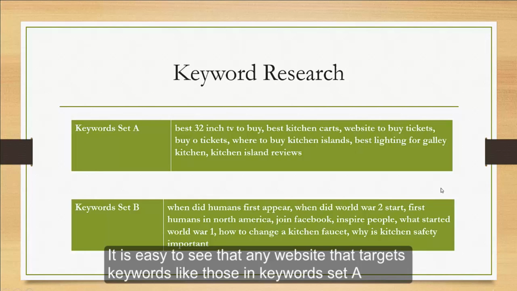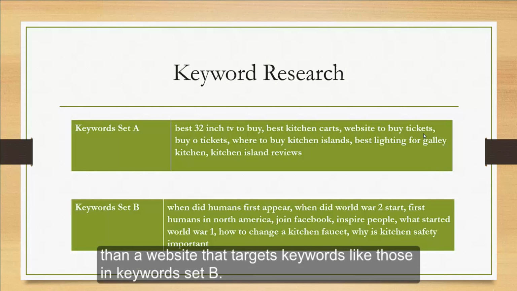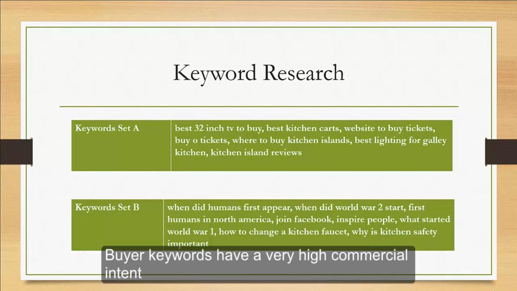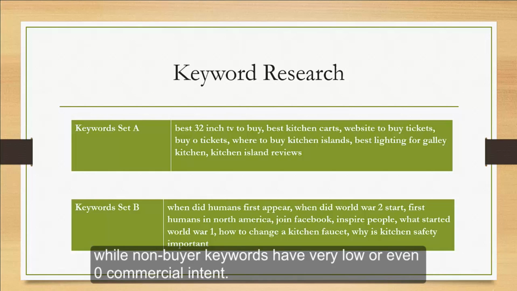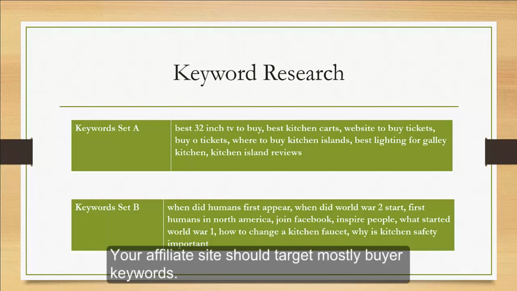It is easy to see that any website that targets keywords like those in keyword set A will have a far higher chance of making money than a website that targets keywords like those in keyword set B. Keywords in set A are all buyer keywords, while those in set B are non-buyer keywords. Buyer keywords have a very high commercial intent, while non-buyer keywords have very low or even zero commercial intent. This is a vital distinction.